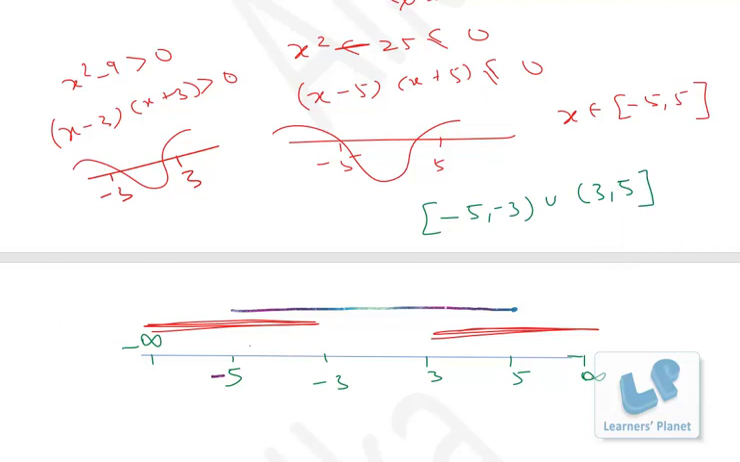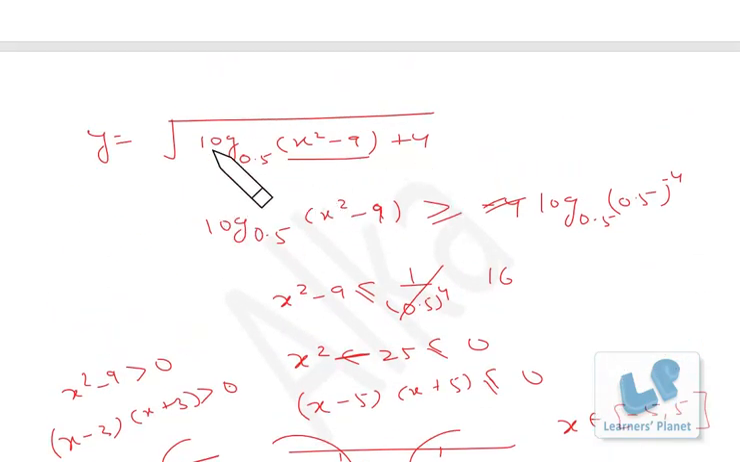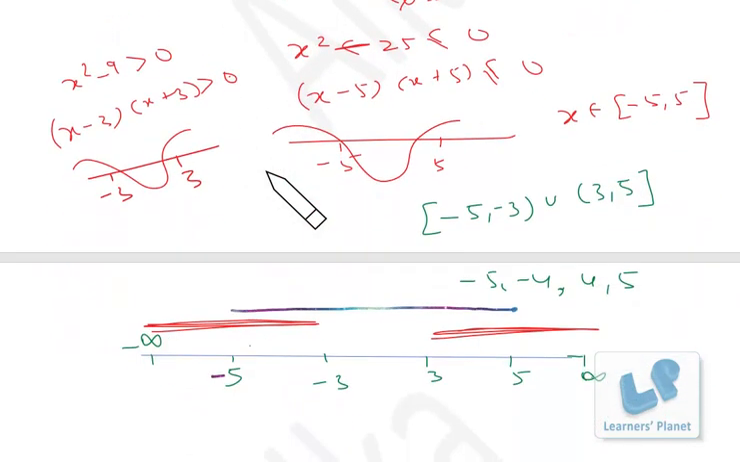So now how many integral values we have? From minus 5 to minus 3, we have minus 5, minus 4, 2 values, because minus 3 is not included, but minus 5 is included. Then from 3 to 5, 3 is not included, 4 and 5, 2 values. So in all we have 4 values which x can take, for which y is real, or we can say this expression is defined, right? So I hope this thing is clear.